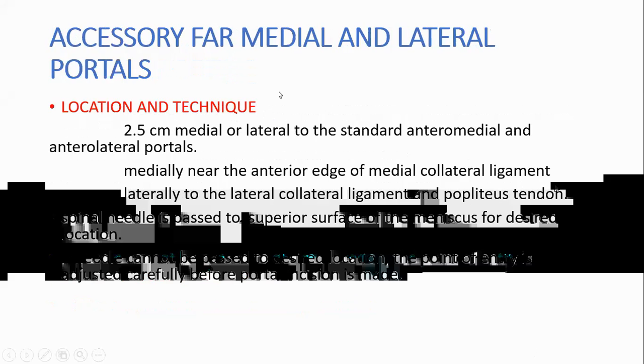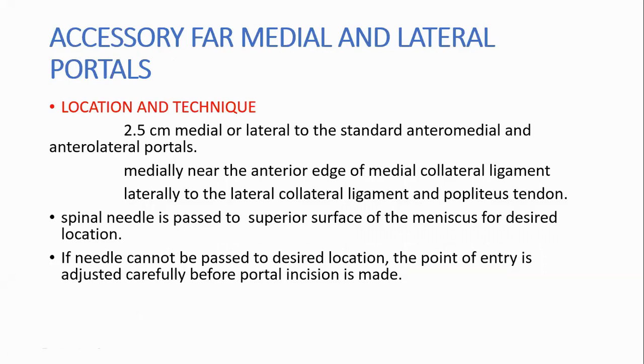Accessory medial and lateral portals. The portal is located 2.5 cm medial or lateral to the standard anteromedial and anterolateral portals. It is medially near the anterior edge of the medial collateral ligament, and laterally anterior to the lateral collateral ligament and popliteus tendon. A spinal needle is passed to the superior surface of the meniscus for the desired location. If the needle cannot be passed to the desired location, the point of entry is adjusted carefully before the incision is made.